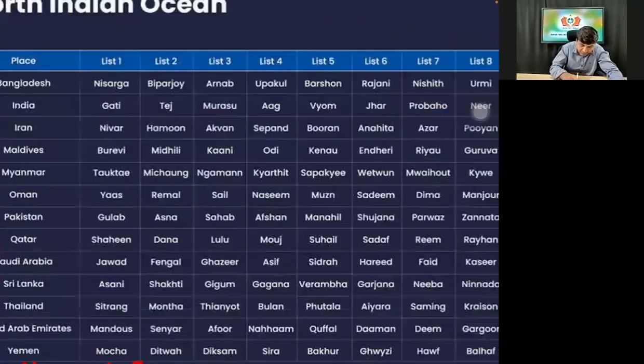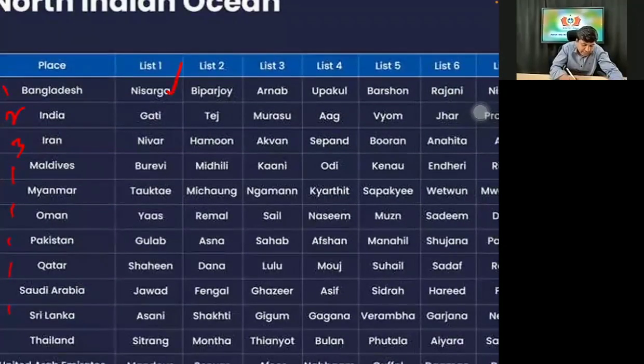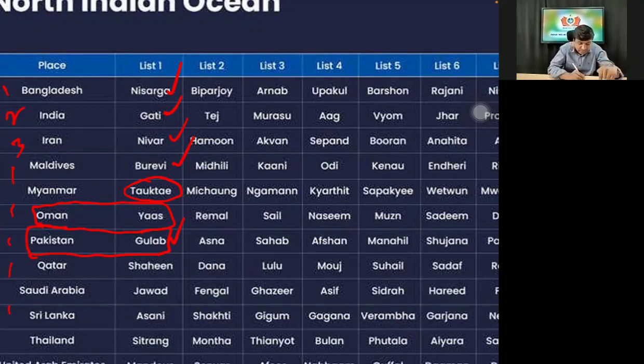And see here. Recently, Bangladesh named Nisarga, India named Gati, Iran named Nivar, Maldives named Burevi, Myanmar named Taukte, and recently Oman named Yaas. Oman named Yaas. And the next cyclone will be Gulab. The next cyclone will be Gulab, and this name is recommended by Pakistan. Who will declare the name? IMD will declare the name. And who recommended the name? It is recommended by Pakistan.